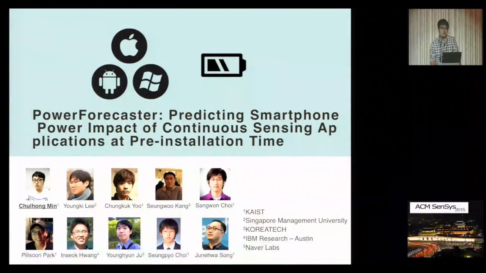Today, I'll talk about how, at pre-installation time, we can provide personalized power information of continuous sensing applications. This is a joint work with Singapore Management University, Korea Tech, IBM Research, and Naval Labs.